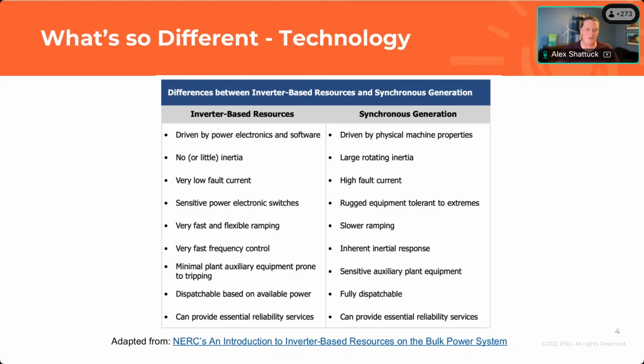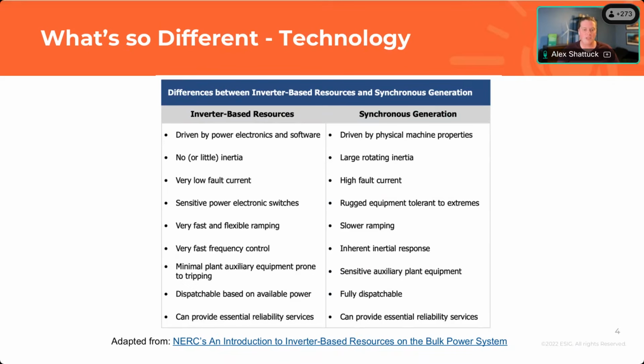Next is dispatchability. Synchronous machines, if we assume there's always gas or fuel, you can basically tell them to do whatever you want. You can dispatch them up or down. IBRs, on the other hand, are limited by what's there. Is the battery charged? Is the sun shining? Is the wind blowing? That's what you get out of it, as a maximum.